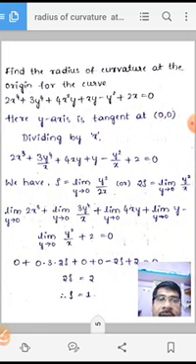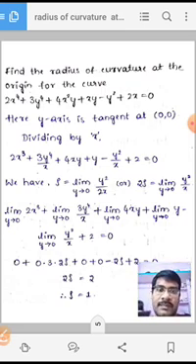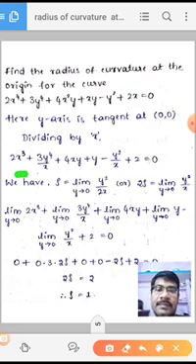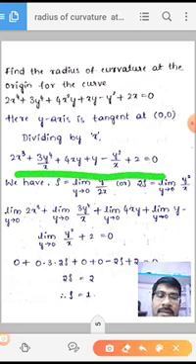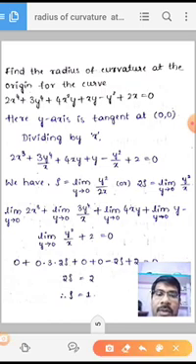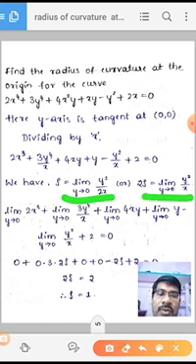Similarly, find the radius of curvature at the origin for the curve 2x to the power of 4 plus 3y to the power of 4 plus 4x square y plus xy minus y square plus 2x is equal to 0. Here y-axis is the tangent at 0, 0. Dividing by x, we are getting this result. Next, rho is equal to limit y tends to 0, y square by 2x. 2 rho is equal to limit y tends to 0, y square by x.